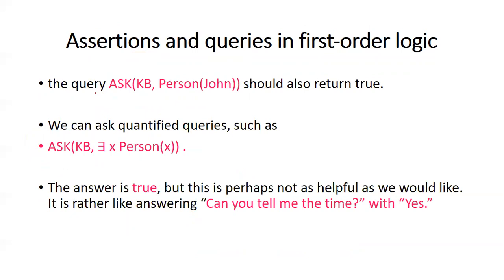This is another example. There is a query: ask KB, person of John. We are asking whether John is a person. Yes, John is a person, so it should return true.